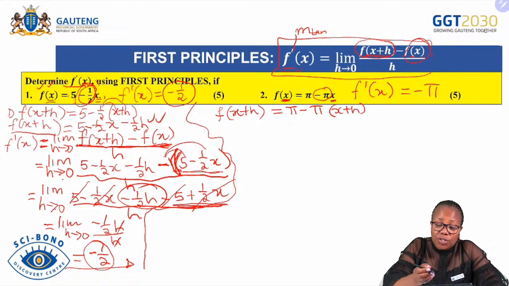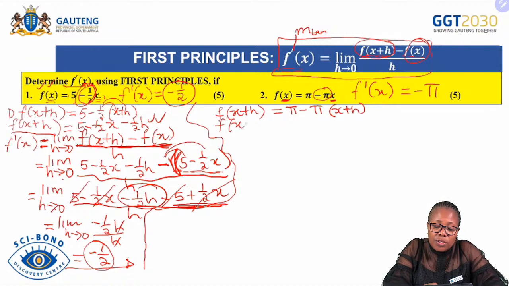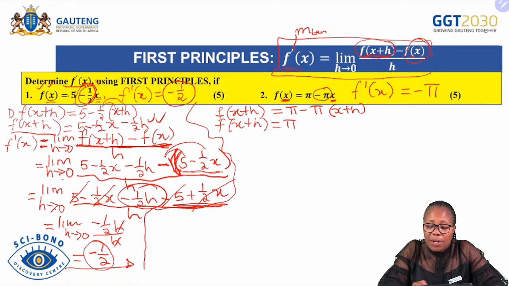I hope you are still together, grade 12. We are busy looking for the f at x plus h, pi, and then we are now multiplying this pi in each of this x and h. That will be minus pi x minus pi h.